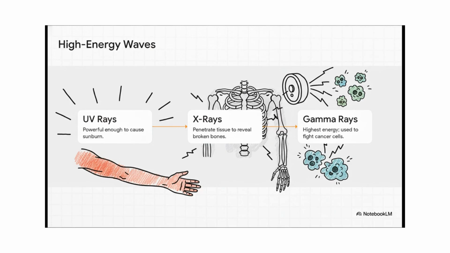Ultraviolet or UV waves from the sun are powerful enough to cause a sunburn. X-rays are even more powerful, passing right through skin and muscle to let doctors see our bones. And at the very top, you have gamma rays, the most energetic waves of all, which we've actually harnessed in medicine to destroy cancer cells.